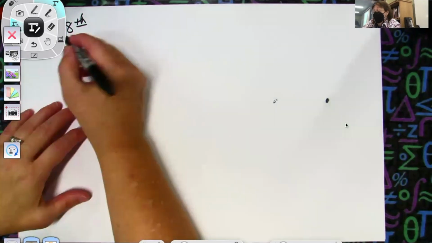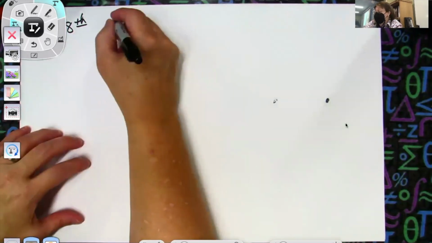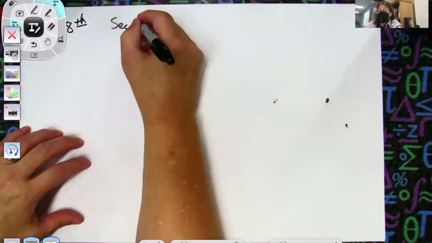Okay, all right, so I got it. Turned it upside down there for a minute, but it'll be right side up. All right, so this is August 18th, and we're taking a look at section P-1.